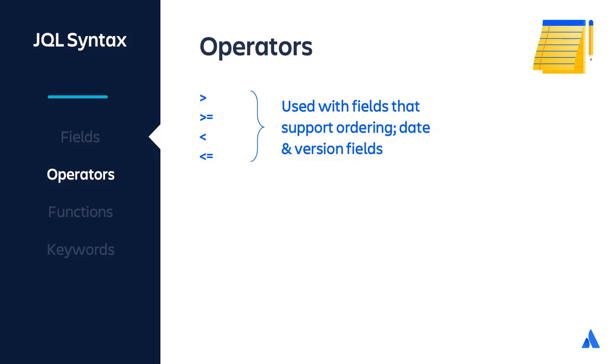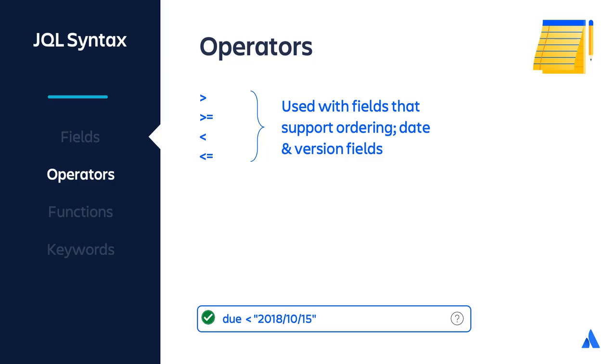These operators return all issues where the value of the provided field is greater than or equals, less than or equals, that is compared to the value you have provided in your query. Naturally, they can only be used with field types that support ordering, such as date and time, versions, voters, or priorities. The example finds issues where the due date is less than the 15th of October 2018.